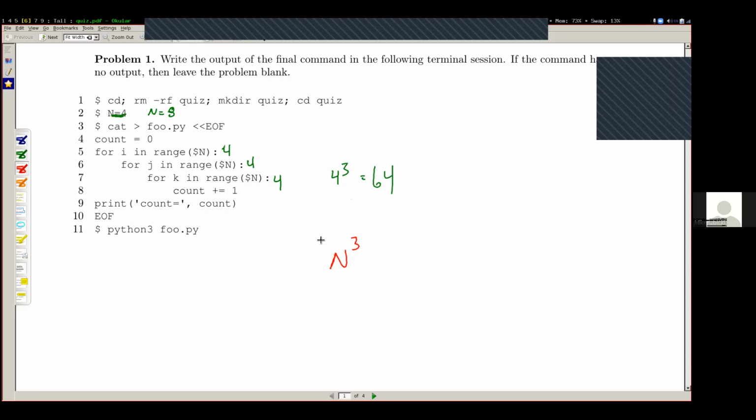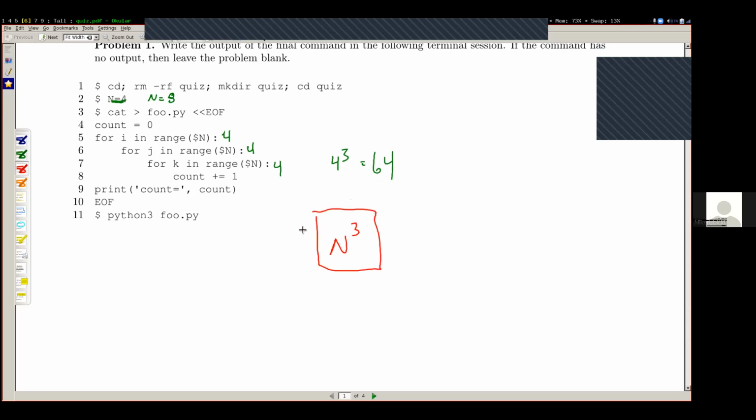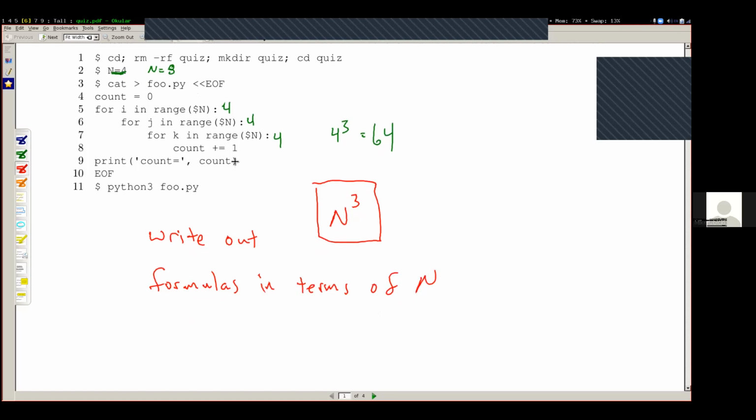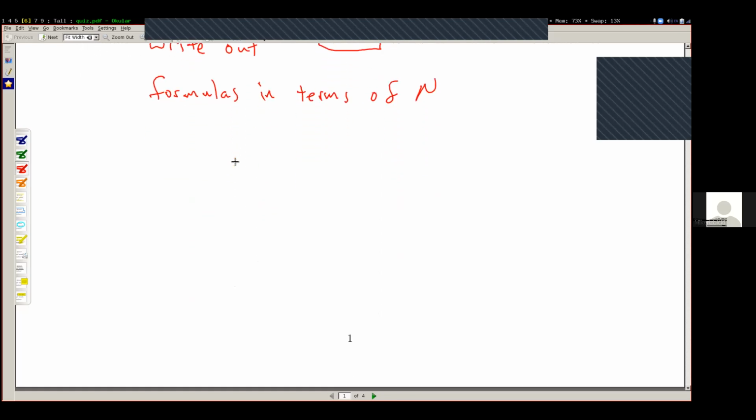This procedure right here is the key thing that we're going to do differently at first. So write out formulas in terms of n. And this formula up here, relatively straightforward. Let's go on to the next formula.